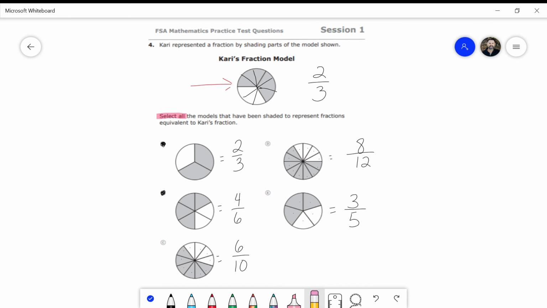Instead of cutting it into thirds, if I cut every piece into fourths. So I cut this one piece into 4 more pieces, 4 more pieces, 4 more pieces. And then I just do my math. 2 times 4 is 8. 3 times 4 is 12. Oh, I see that right there. That's letter D.